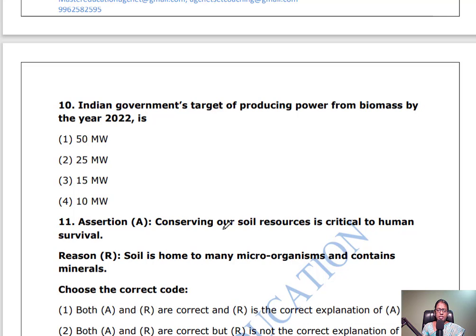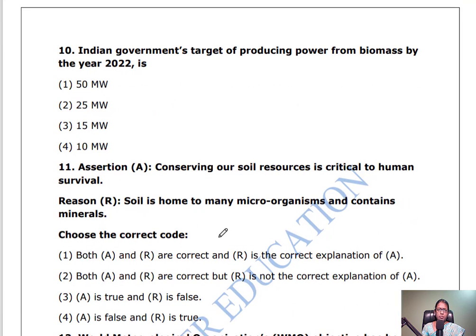The next question, India government target for producing power from biomass by the year 2022 is 10 megawatt. So we have to remember this.